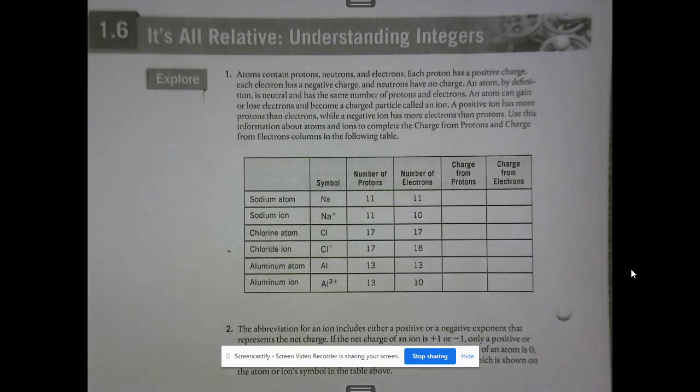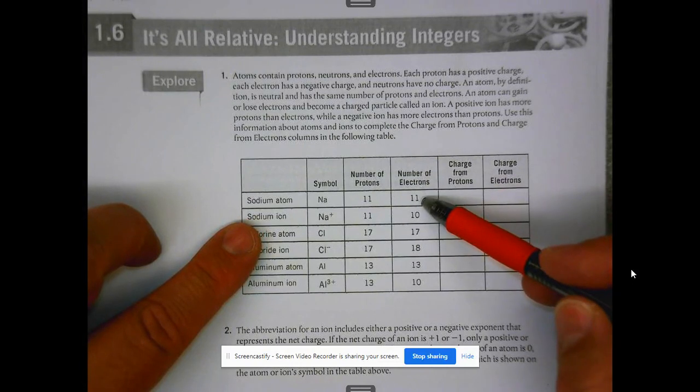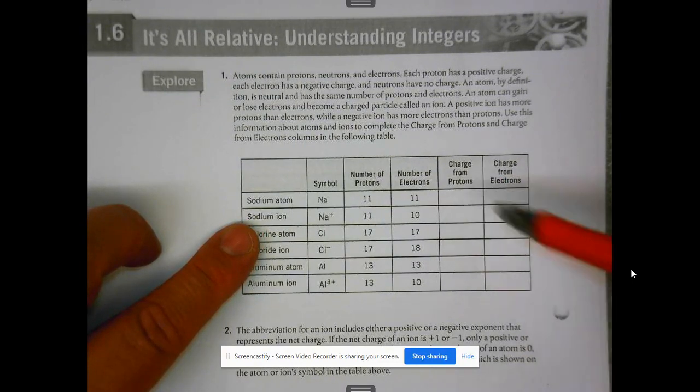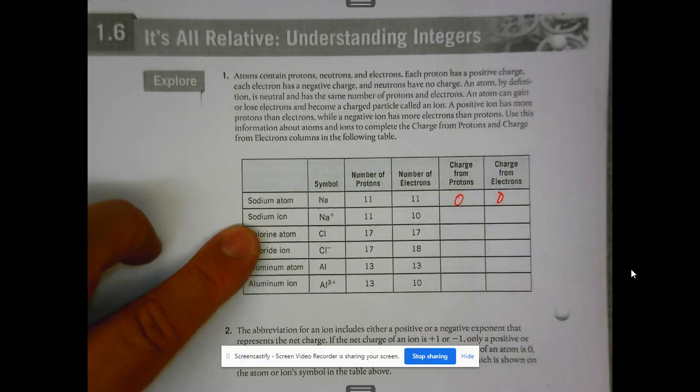Use this information about atoms and ions to complete the charge from the protons and charge from the electron columns in the following table. Now, I tried looking at this, and I'm not sure what they really want us to put into these columns, but I know that there's a few of them, like the sodium atom. It has the same number of protons and electrons, so charge from protons, I don't see any, as well as charge from electrons.